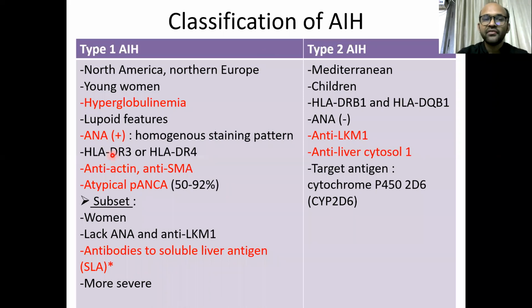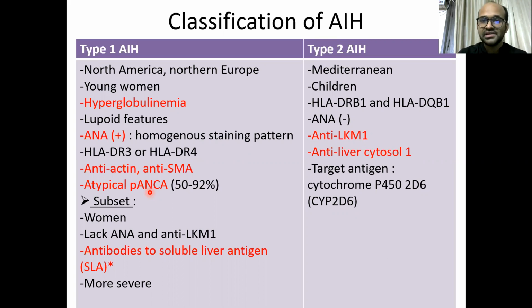Apart from that, in type 1 autoimmune hepatitis, you can have anti-actin antibody and anti-smooth muscle antigen antibody. You can have atypical P-ANCA. P-ANCA is very non-specific. The typical P-ANCA you see in small vessel vasculitis. Atypical P-ANCA can be seen in autoimmune hepatitis.